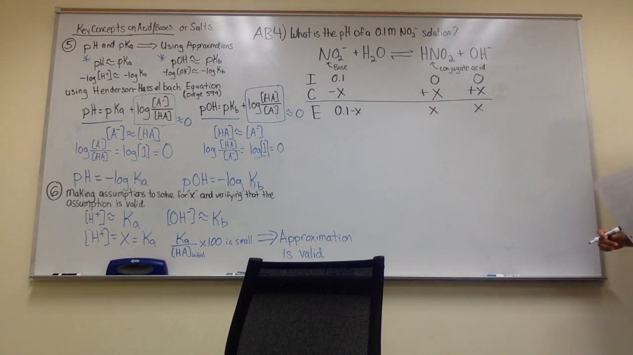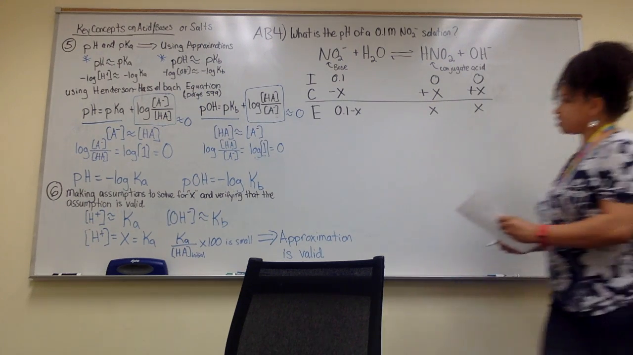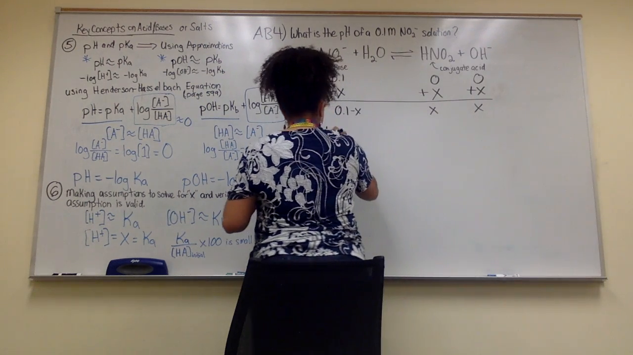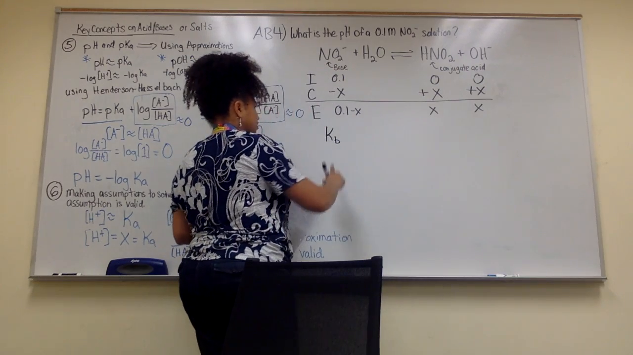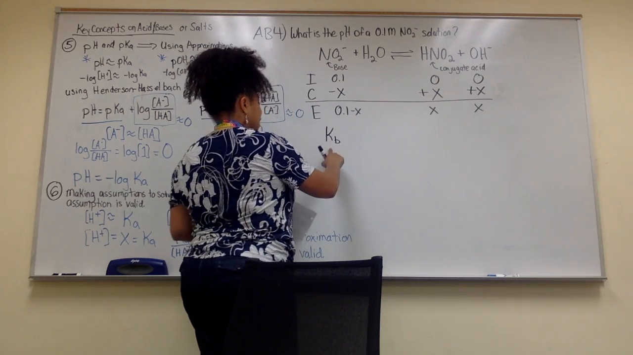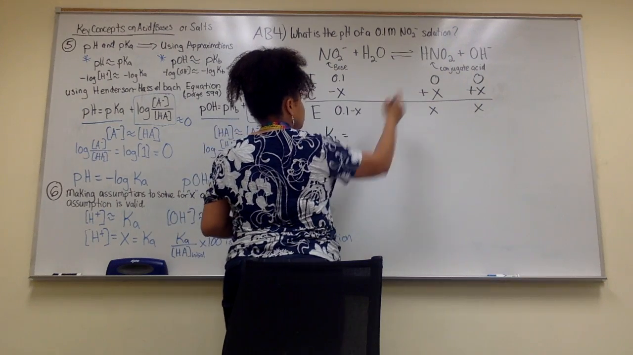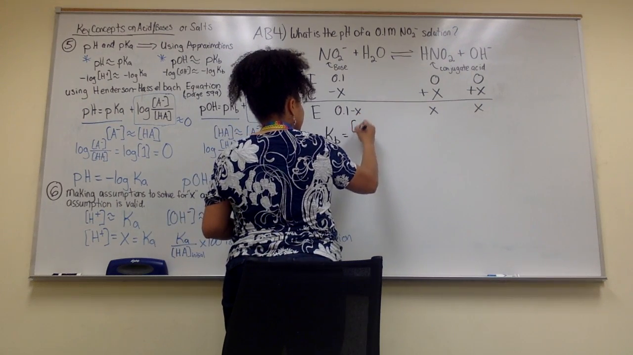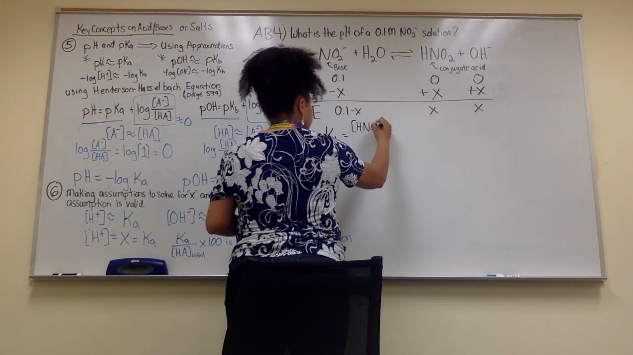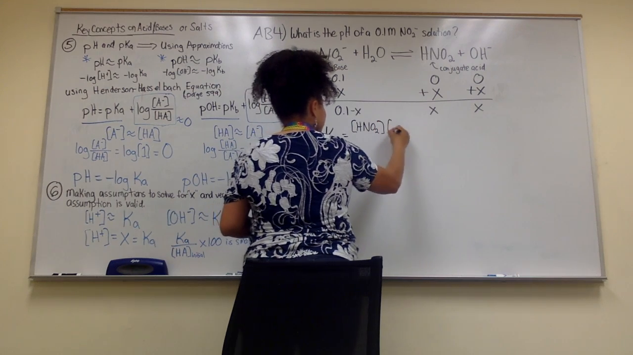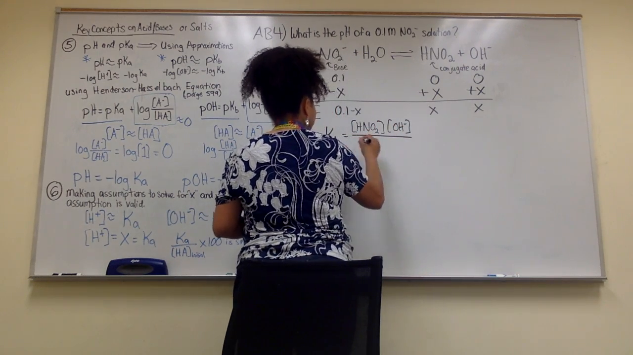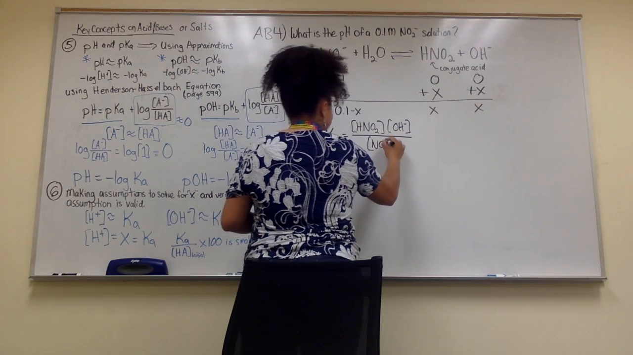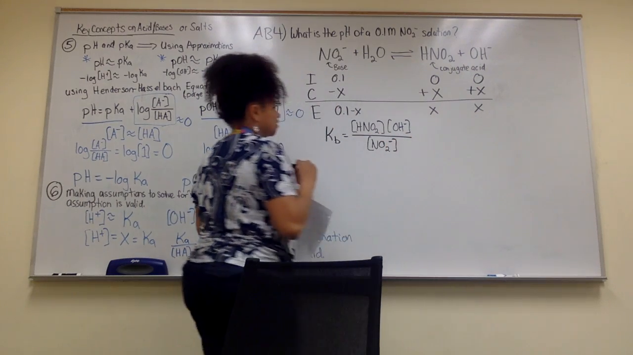Now we're talking about a base. So that means that in order to solve this, we need to use the base ionization equilibrium constant, which is Kb. And Kb is equal to the products, HNO2, the conjugate acid, times OH minus over NO2 minus, which is our base.